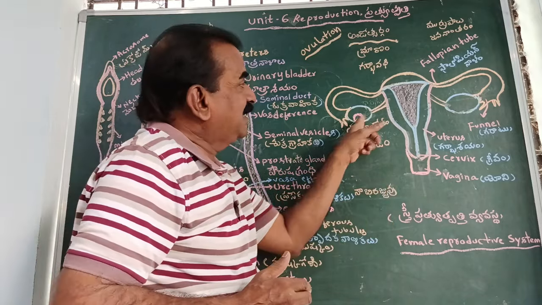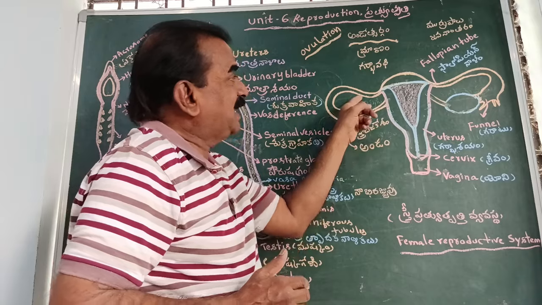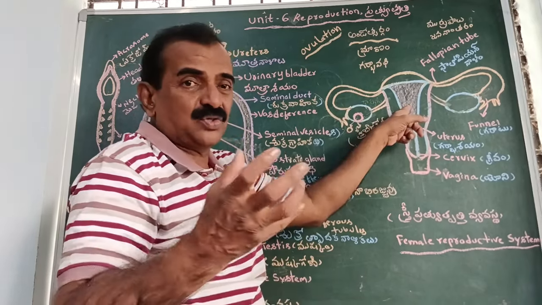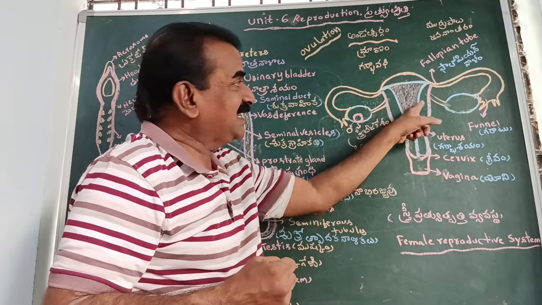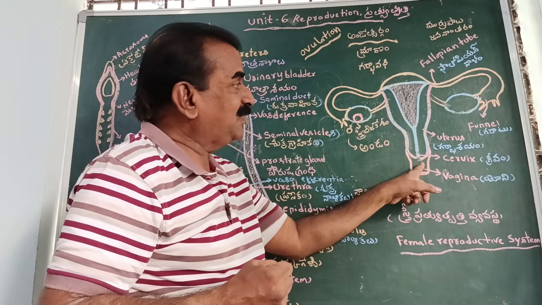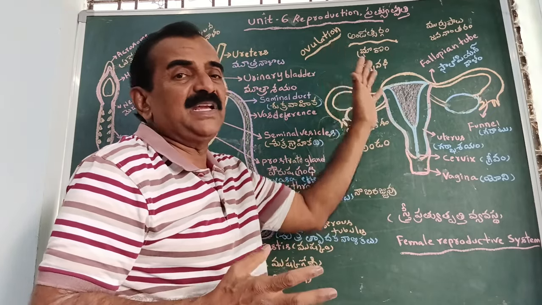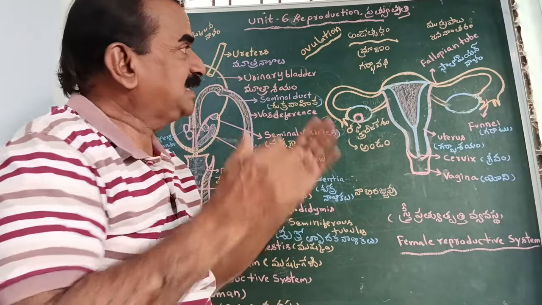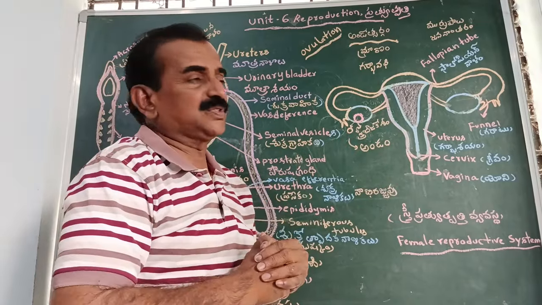column. Above the two ovaries, we can see the fallopian tubes. And here you see a strong muscular sac. This is called the uterus, and this is called the vagina. Functional mammary glands are also included with the female reproductive system. These are the main parts of the female reproductive system.